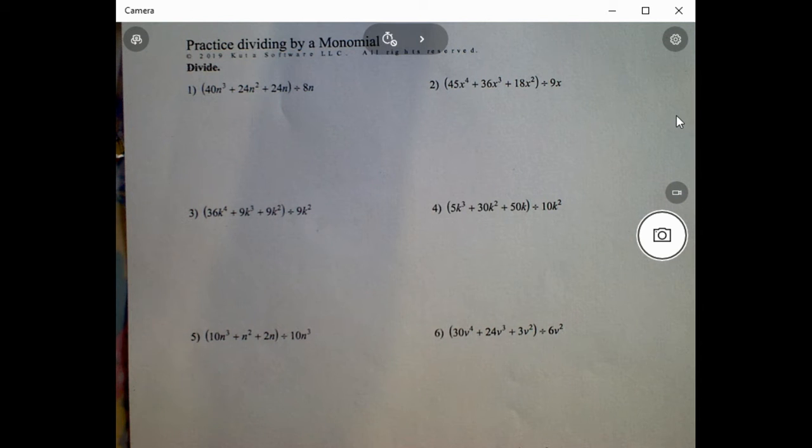So today we're going to go over how to divide by a monomial. This is not something that we did in class this year before we ran out of time for coronavirus, but I'm going to show you kind of how it works. First, you need to remember a couple of rules.